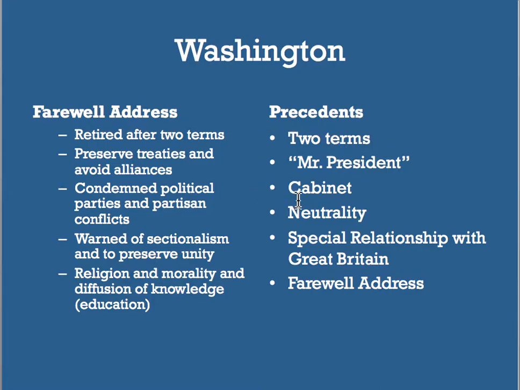Third precedent is the creation of a cabinet, very important, of people that are going to oversee these departments in the executive branch. Fourth precedent is neutrality, that we shouldn't get in foreign problems. The fifth is cultivating a special relationship with Great Britain. We still today in 2018 look at Great Britain as our closest ally, and that really begins with the Jay Treaty, and is followed through all through Washington's presidency and up to today.